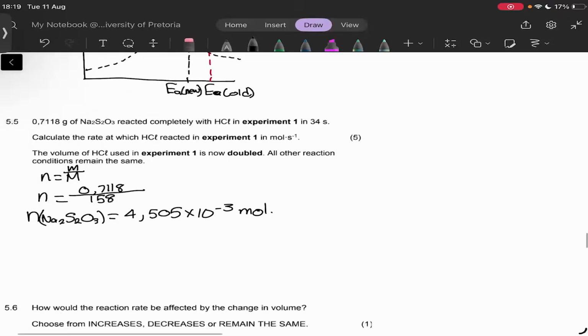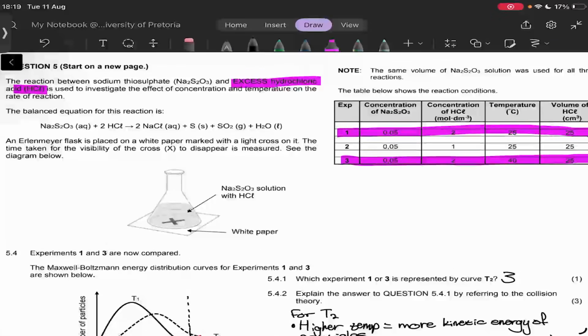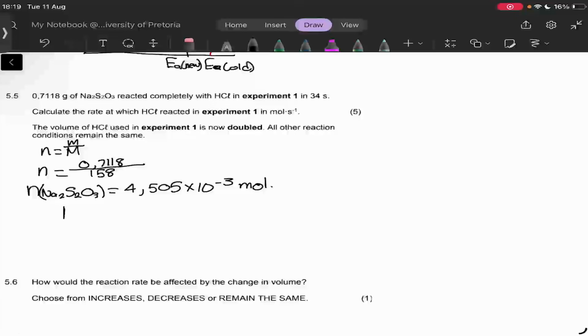How do you guys think I might get that? Let's go back to my reaction and let me find my ratio. In this case, I see that I have 1 sodium thiosulfate for every 2 hydrochloric acids. So I have a ratio of 1 to 2. So let me write that down. This gives us 1 is to 2.